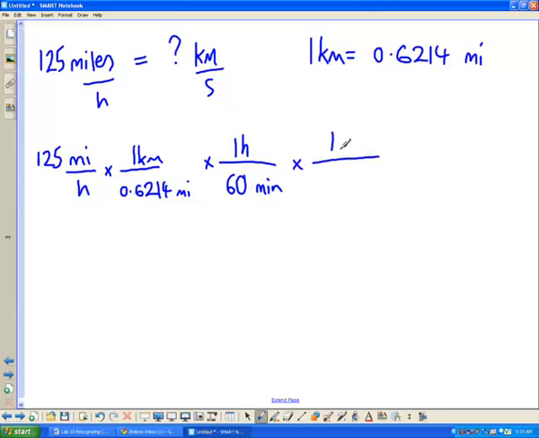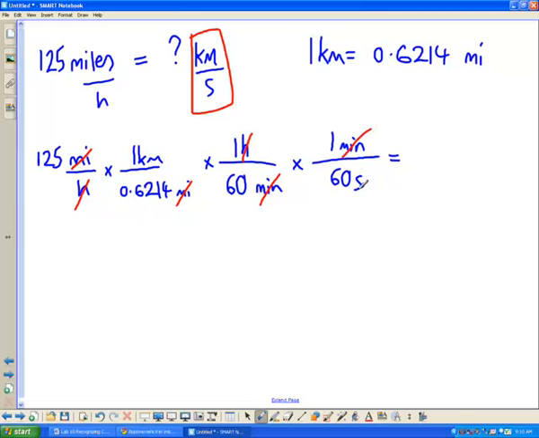And in 1 minute there are 60 seconds. All right. Now, let's just look at what we have here, and let's make sure we can cancel out all the units that we can and be left with the ones that we know we want. Miles, cancel. Hours, cancel. Minutes, cancel. And notice we're left with kilometers on the top and seconds on the bottom, which is exactly what we want.